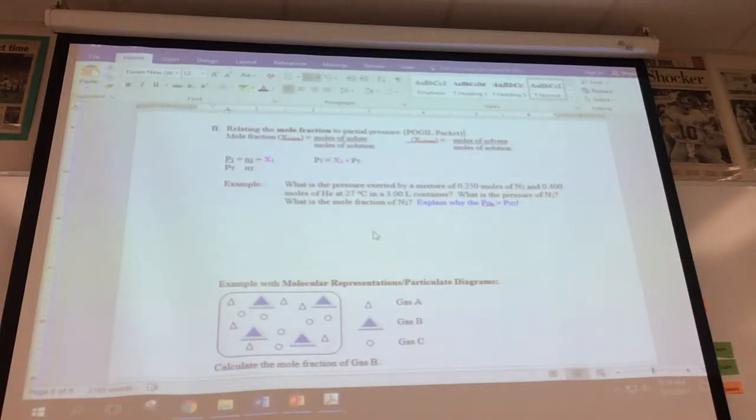This will be the last piece of our gases unit. Gases is relatively straightforward. You're seeing quite a bit of review from honors, which should make you feel better. We are going to link partial pressure that we talked about last time with mole fraction.